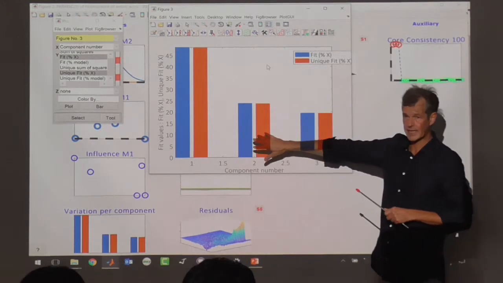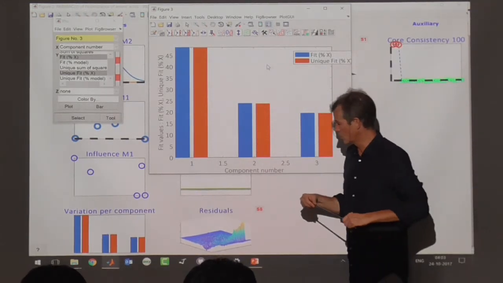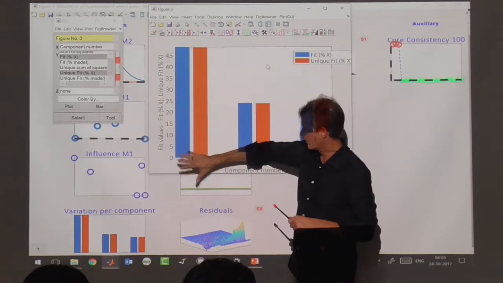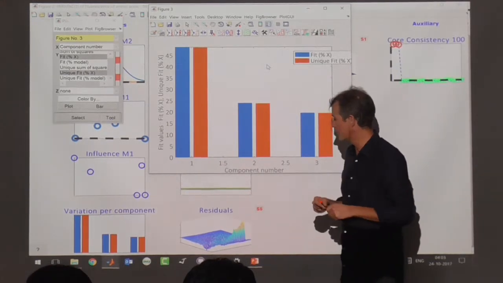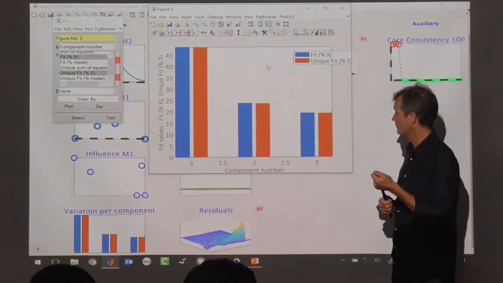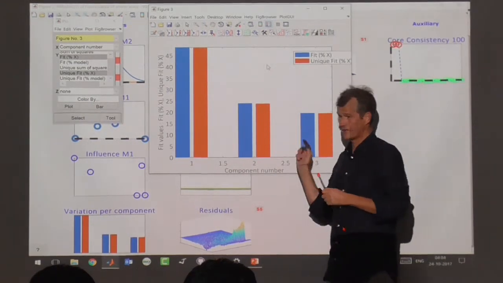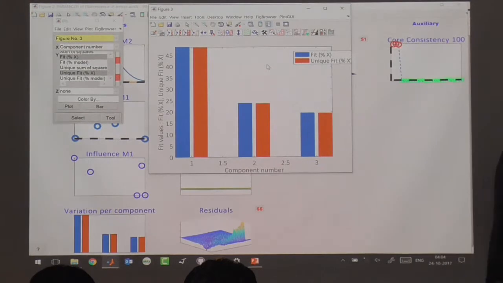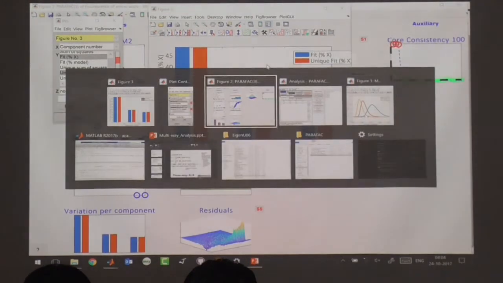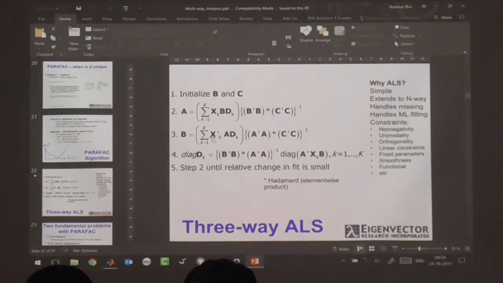Now the reason I'm telling you about this is that we're going to use it shortly when we have to discuss the two biggest problems with Parafac that you have to be aware of. So remember that we cannot add variances, unfortunately. Where were we?